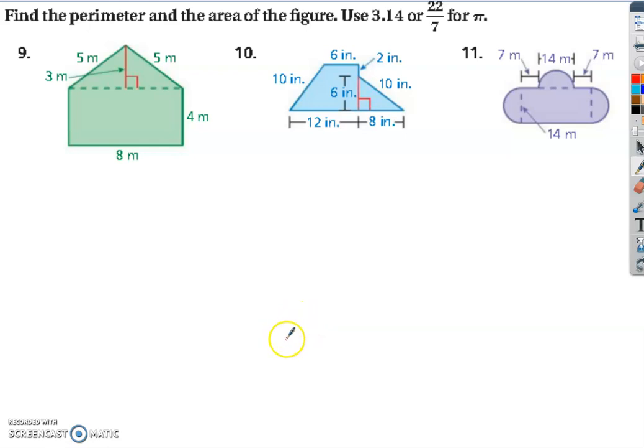Let's look at number 9. It says find the perimeter and the area of the figure. And the test is going to look very similar to this, where I'm going to give you the same image, and I'm going to ask you to find the perimeter and also the area. So try number 9, do the perimeter and the area. Go back and look through the notes. Try number 9, and then we will go over it together.